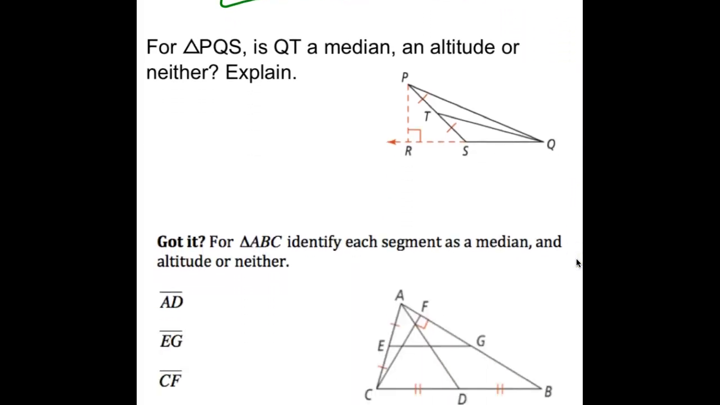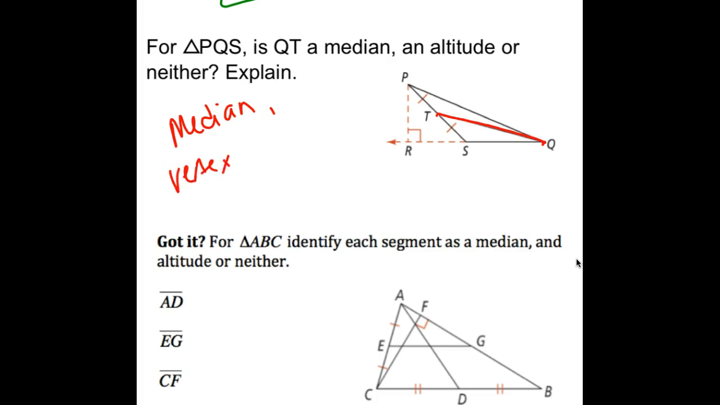We'll talk about a little bit more in a moment, but we're just going to identify what type of segment we have. Here it says, for triangle PQS, is QT a median and altitude or neither? Explain. So I look, Q to T is this segment right here. It goes from a vertex to a midpoint. That sounds really familiar. It's what we just talked about. That's a median.